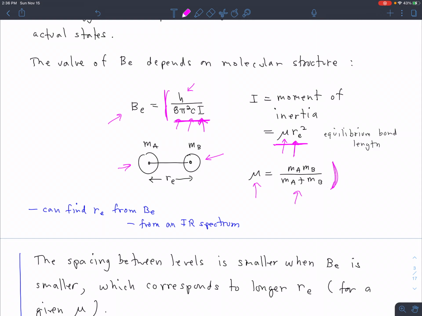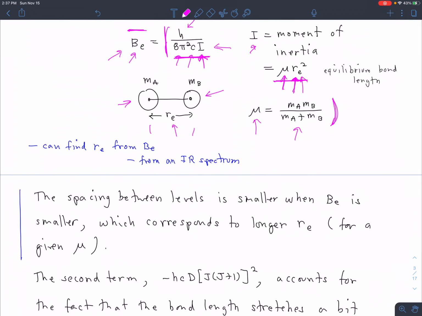And there's lots to say about the reduced mass. It's actually an important quantity, but for the moment, we'll just leave that. And if you take that reduced mass and multiply it by the square of the bond length, the equilibrium bond length, the little e stands for equilibrium, then you get the moment of inertia. That's what goes in here, and that's what gives you B sub E. Of course, we're going to measure B sub E and get the moment of inertia and therefore the bond length. That's going to be one of the goals of our experiment here.